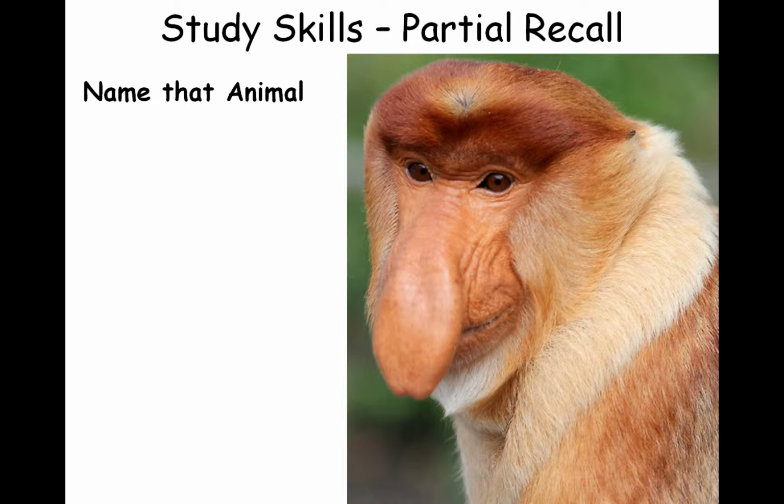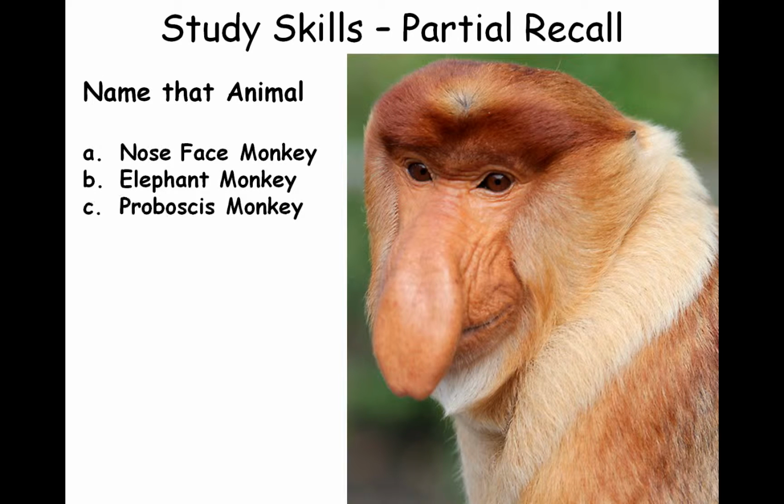Next, partial recall. Name that animal. In this case, when I looked this up online, unusual animals, I knew straight away that it was a monkey. I could partly recall the information. However, I could not recall what type of monkey it is. So let's have a look. Is it A, nose-face monkey, B, elephant monkey, C, proboscis monkey, or D, gonzo monkey? For anyone interested, the answer in this case is proboscis monkey.